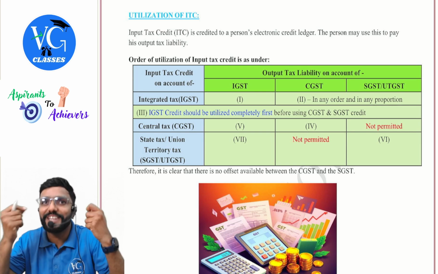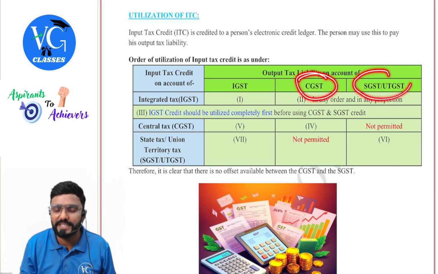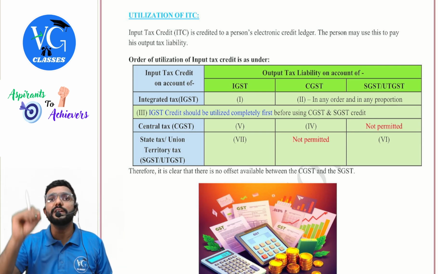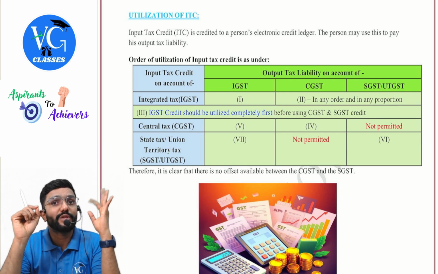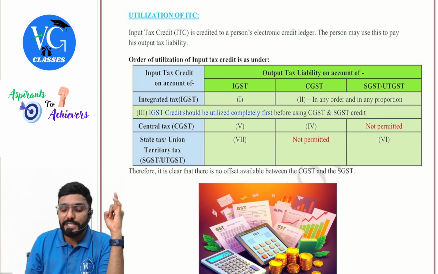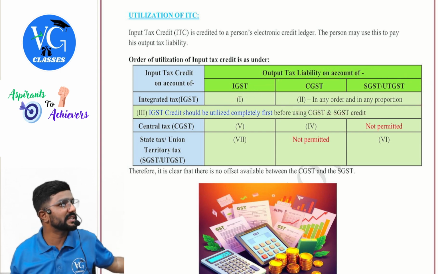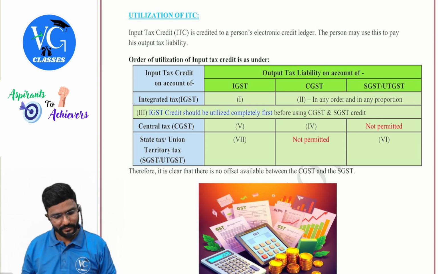No, sir, I have some more IGST credit balance. Then what will I do? Adjust it against CGST or SGST in any order, in any proportion. Now listen, this is left to the assessee. You have to plan in such a way that your cash, whatever you pay, that is through electronic cash ledger, should be minimum.